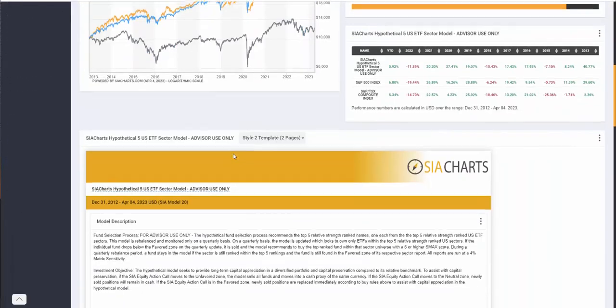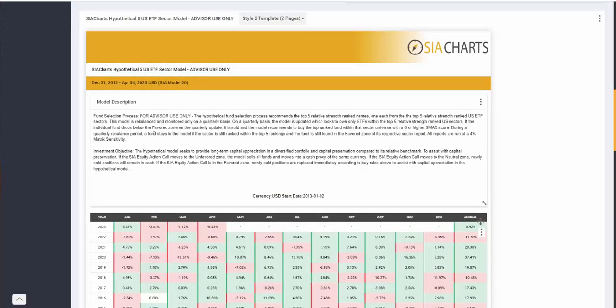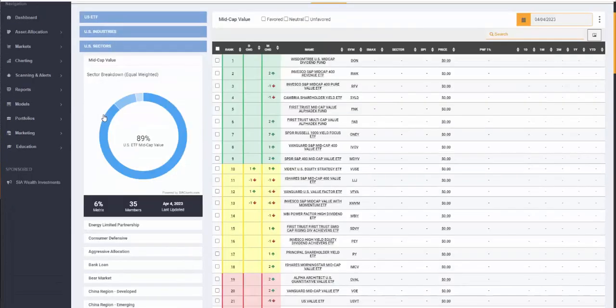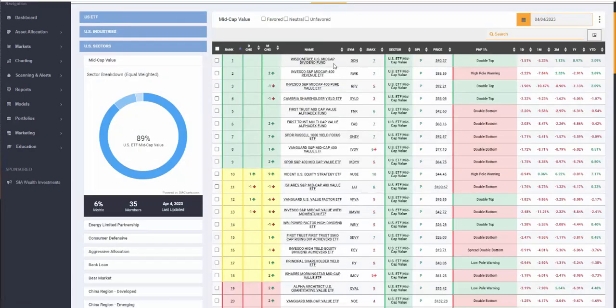As I scroll down, you could see the fund selection process. What we are doing here is we are always looking at the 5 top ranked sectors in the US ETF sector tab. If I go to the Reports tab, here under US ETF sectors, we will identify the top 5 US sectors. From here, we will take the top fund in each of these top 5 sectors. For example, mid-cap value is one of the top 5 sectors. We would look at the report here, mid-cap value, and we would identify the top ETF in this report.